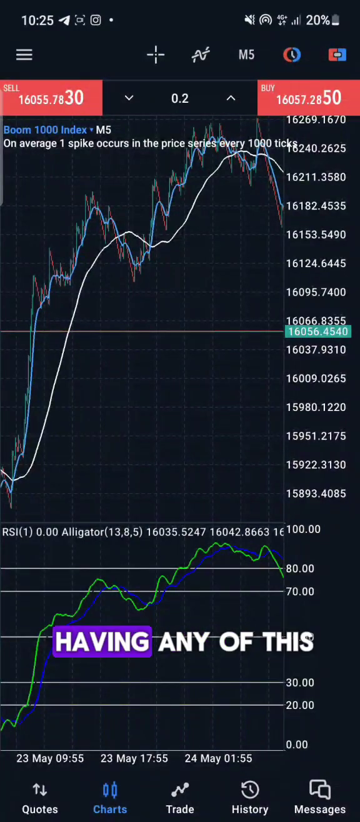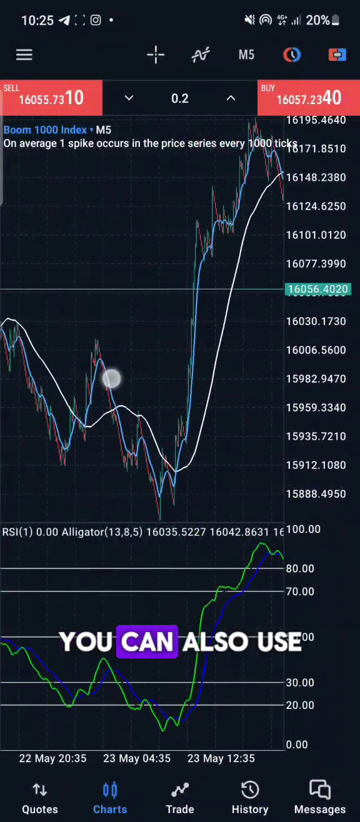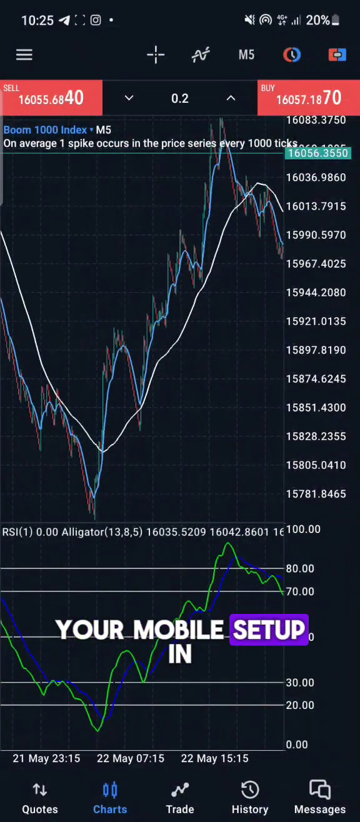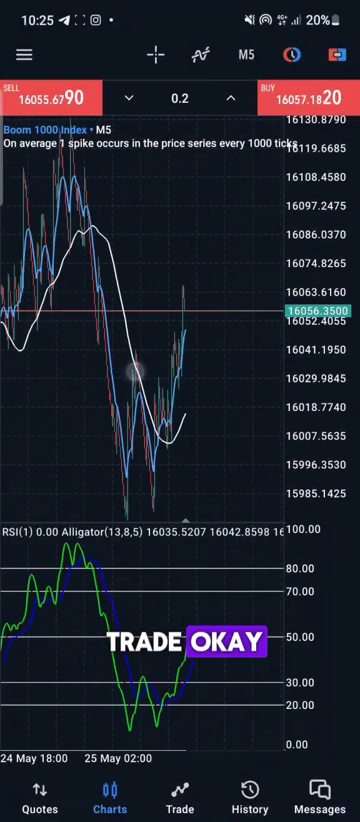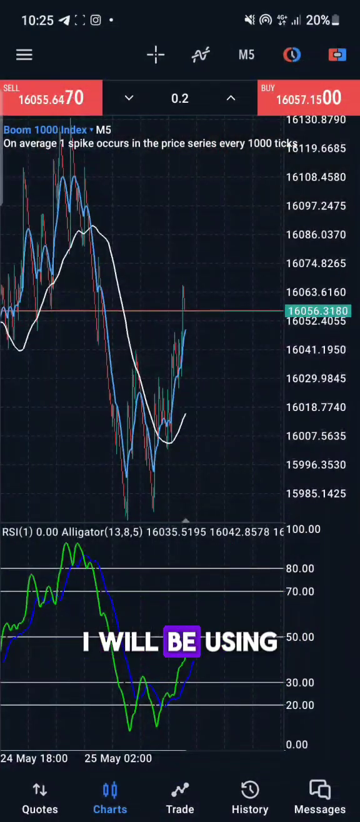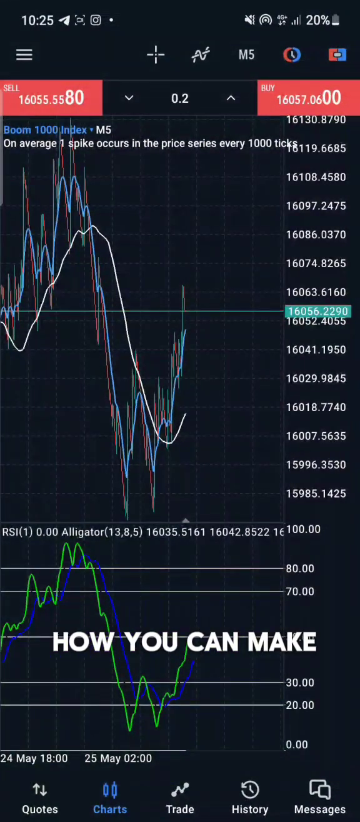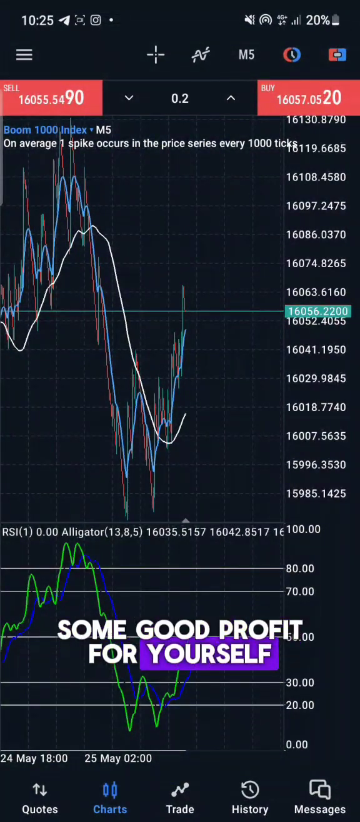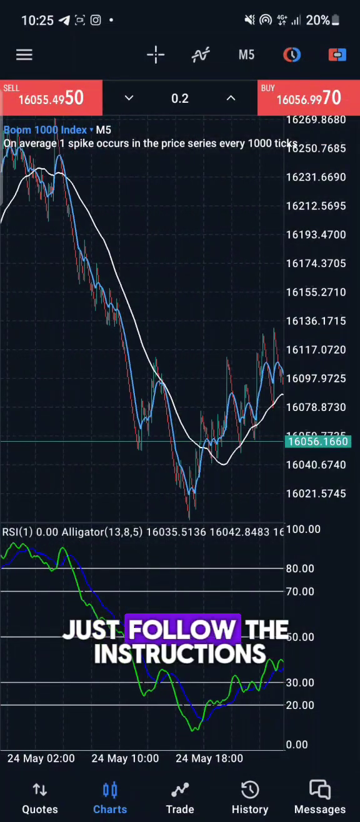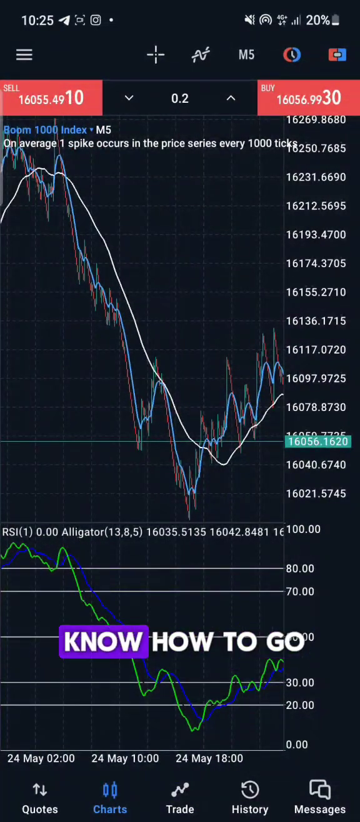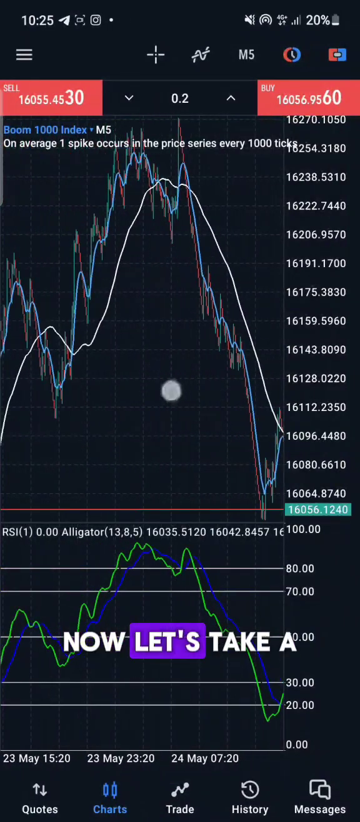But if you are not having any of these two indicators, you can also use your mobile setup in order for you to trade. Okay, so right here on the charts, I will be using this setup to explain to you how you can make some good profit for yourself. It is very easy. Just follow the instructions so that you will know how to go about it. Now let's take a look at this.